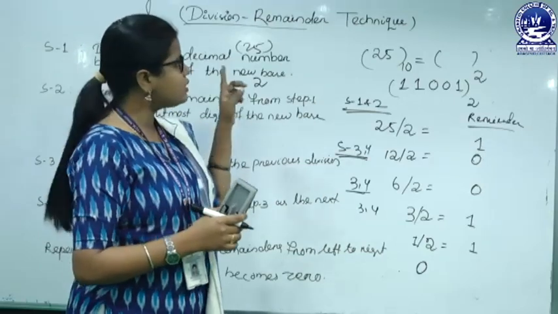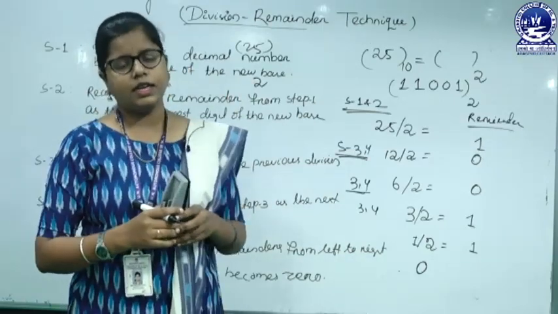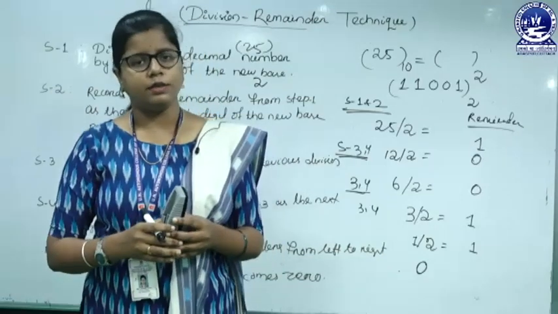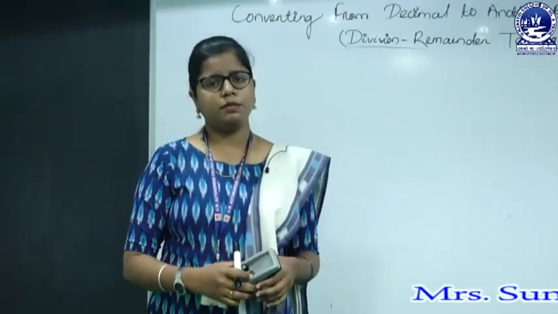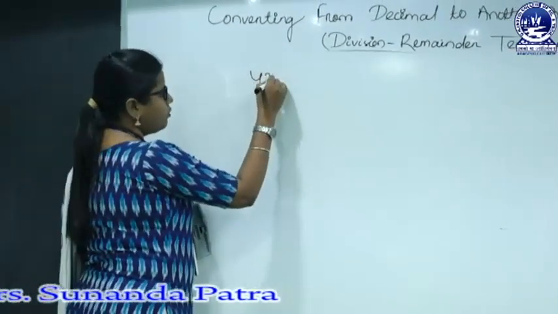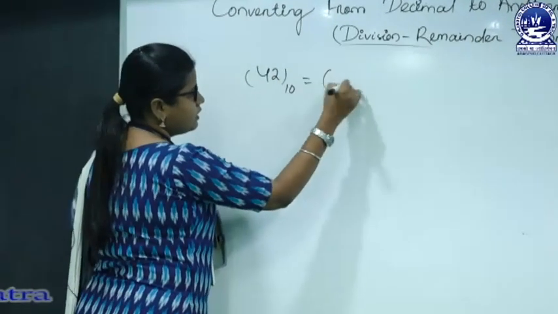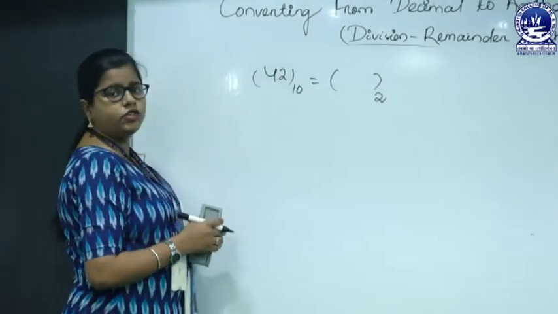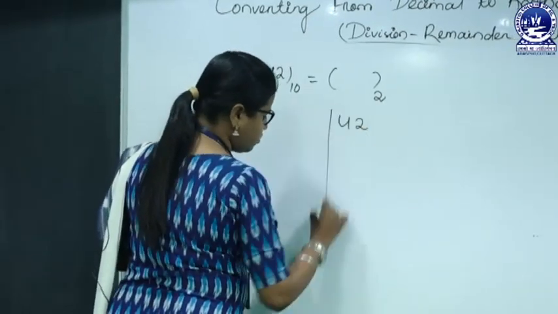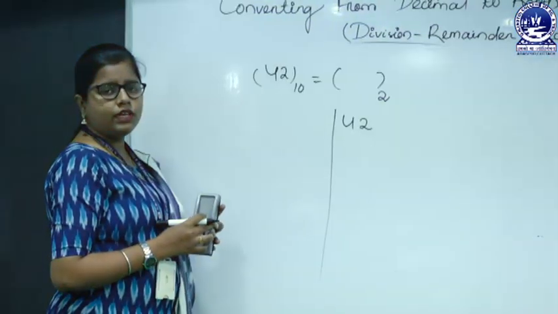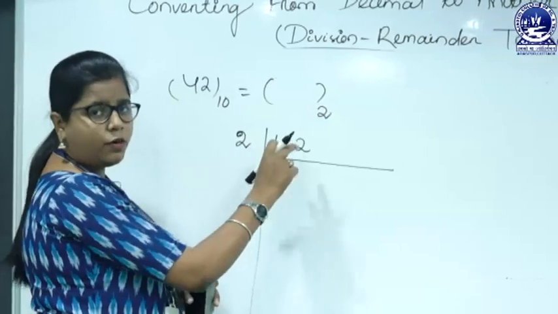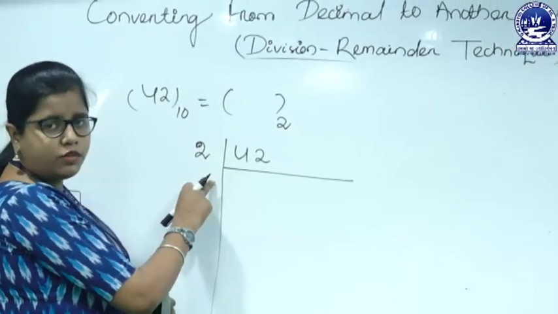You can follow this divide and remainder technique to convert any decimal number system to any other base. So let's convert some decimal number to another base. Suppose 42, 42 base 10, we are converting it into binary. So how can we write this 42? First we need to divide 42 by which? By 2.